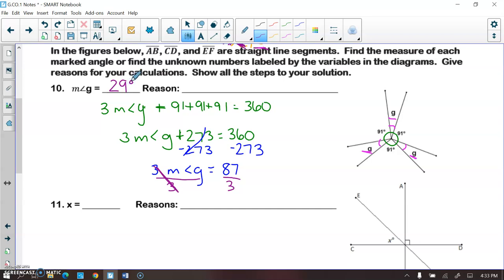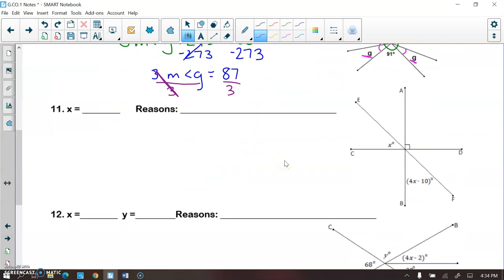Now, there were other ways that you could have potentially approached this problem. However, the reason we used this approach here is that a full circle adds to 360 degrees.